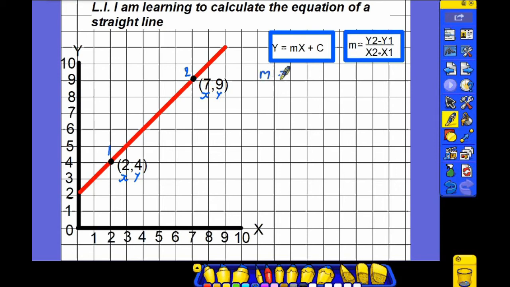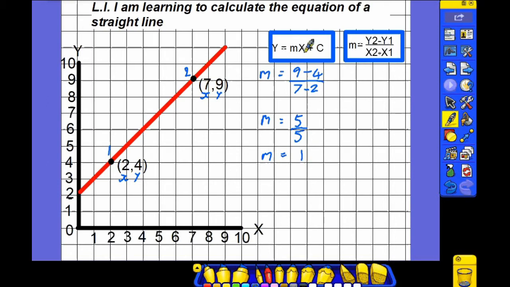So m equals y2, well that's going to be 9, minus y1, which is going to be 4, divided by x2, which is 7, and x1, which is 2. So the gradient of this straight line is 9 minus 4 divided by 7 minus 2, so that's 5 divided by 5, so m equals 1. This is just a gradient of 1.